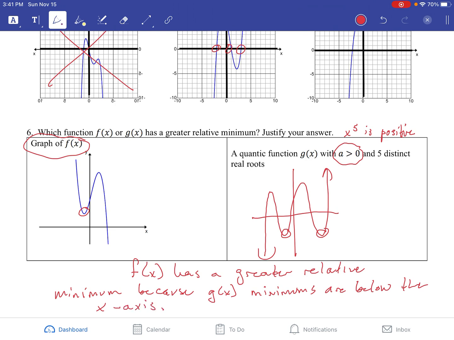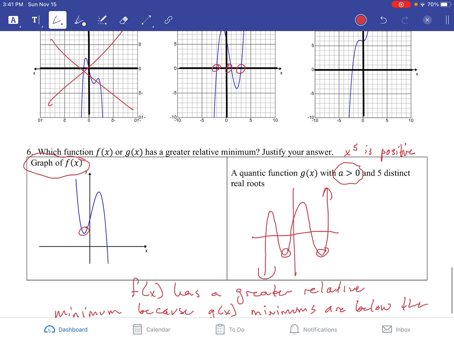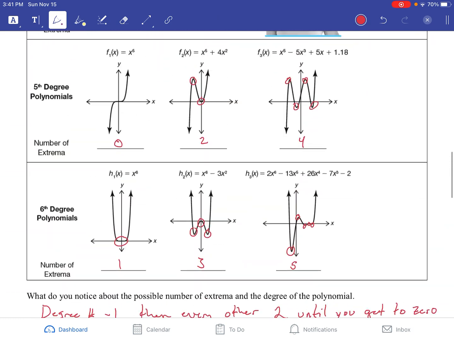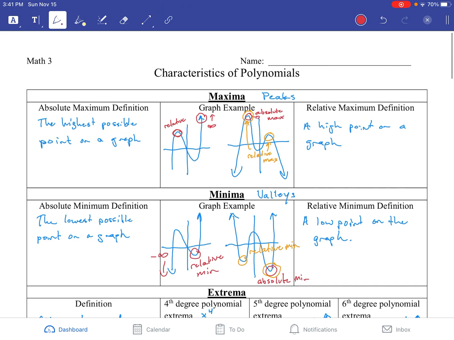Okay. All right, that is it for the notes for the characteristics of polynomials. All right, please make sure you try out the practice. All right, refer back to the notes if you need to, and good luck.